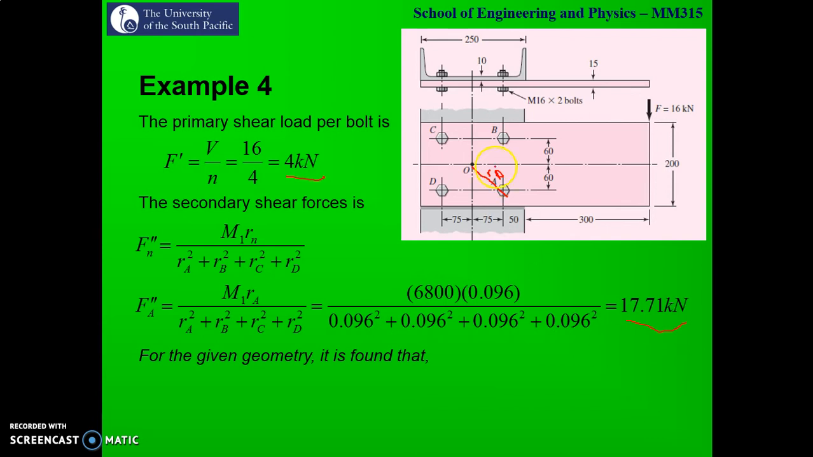Since all these bolts are located from the centroid at the same distance, the secondary shear acting on all the bolts is the same, which is 17.71 kilonewton.